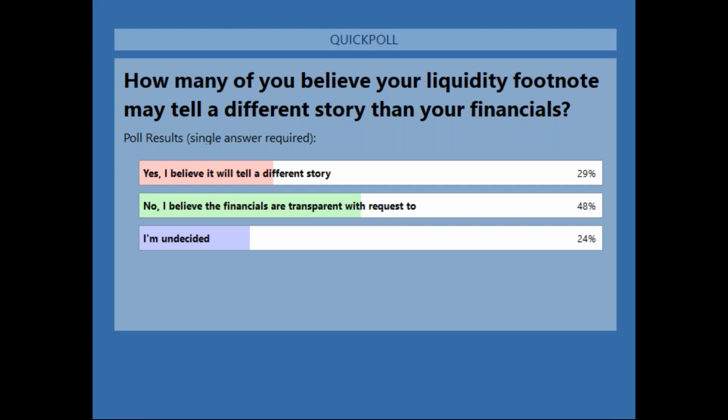It looks like almost half of you said that you believe the financials are transparent, and a portion of you are undecided. So those of you that are undecided, it's definitely a good time to start talking and looking through this analysis a little bit further to figure out whether or not you've got a different story.